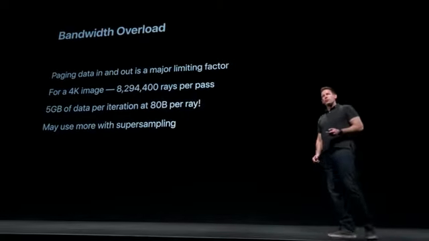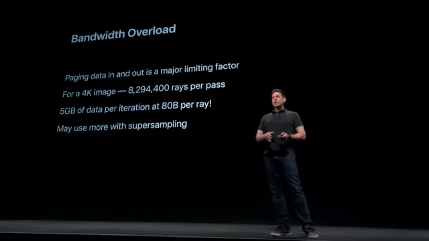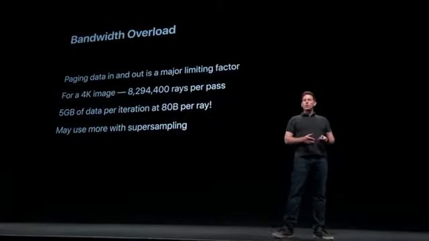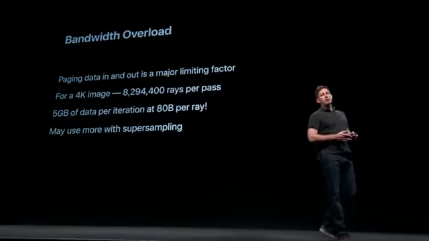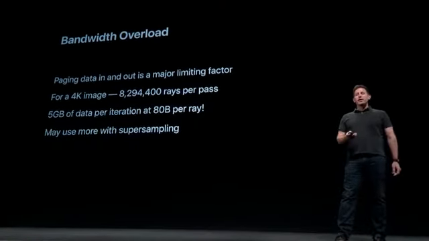Because the data in these buffers is going to be passed between pipeline iterations, storing that data out and then reading it in the next pass is going to be a major limiting factor. For a 4K image, we're using over 8 million rays. And for that number of rays, we're reading and writing almost 5 gigabytes of data per pass.